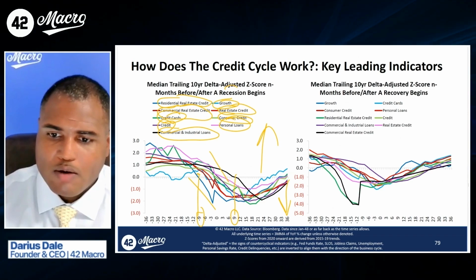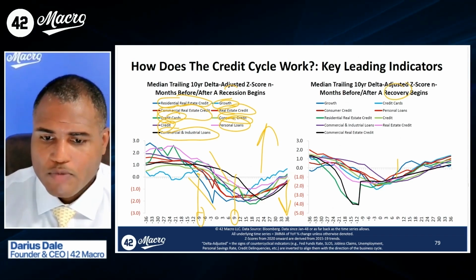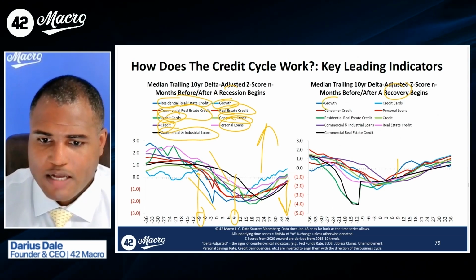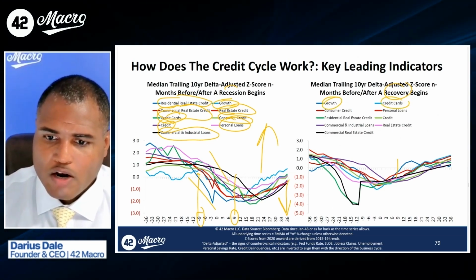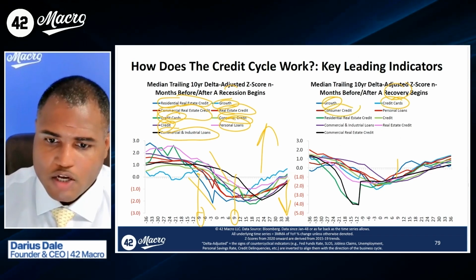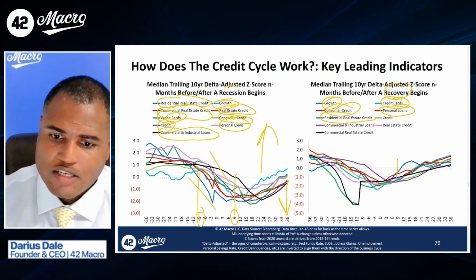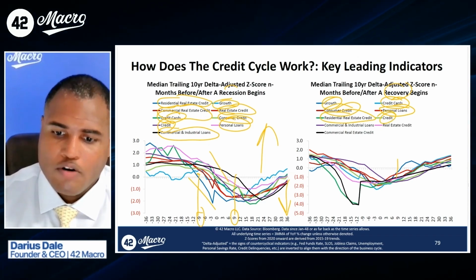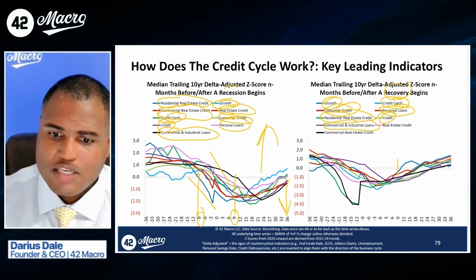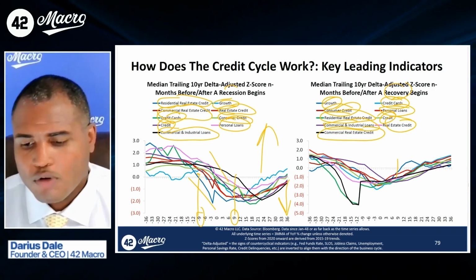And then with respect to a recovery in the credit cycle, first, growth breaks out, before each of these variables breaks out. So growth leads the credit cycle. Credit card delinquencies start to improve, and consumer credit delinquencies improve. Then personal loan delinquencies improve. Then residential real estate credit improves. Then broader credit improves. Then commercial and C&I lending improves. Residential real estate credit improves, and then commercial real estate credit improves.